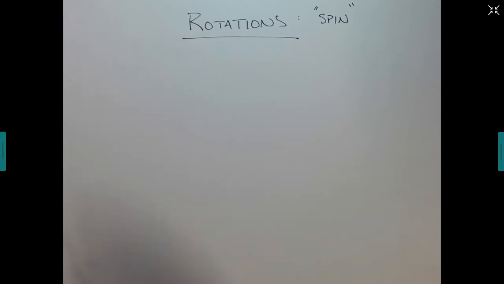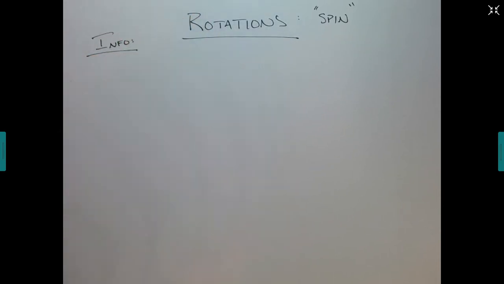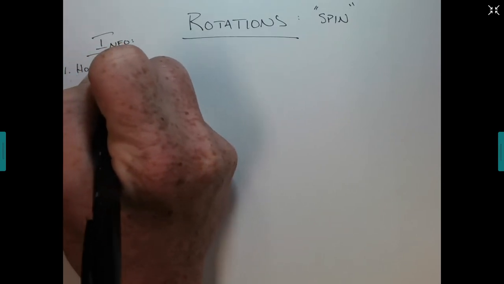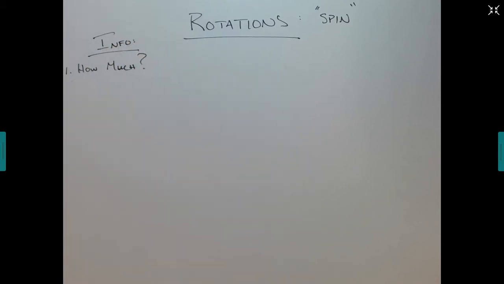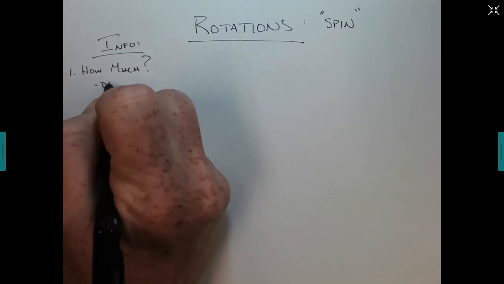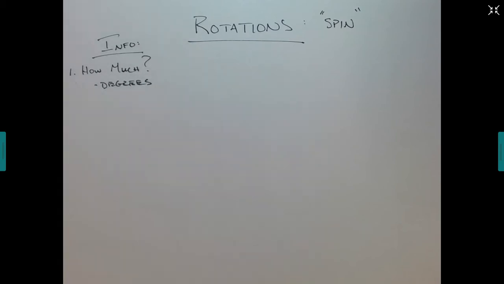But let's make sure we understand what kind of information I would need to know before I wanted to rotate something. All right. Yeah, we'd want to know about our object, but number one, we would want to know how much. How much are we going to rotate? All right. With rotations, we're talking about degrees. How many degrees would you want to rotate?